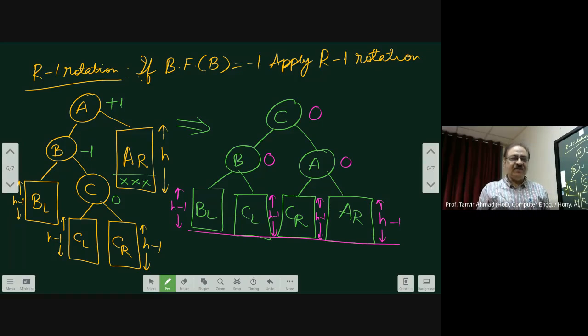Correct? Because there is only one h, AR. But once you delete one node from that, it becomes h minus 1. Therefore, BL, CL, AR, CR all become h minus 1, all coming at the same level. Therefore, all the nodes above this will always become 0, 0, and now this is the end result. Correct? Okay. Now let us try to do a question from here.